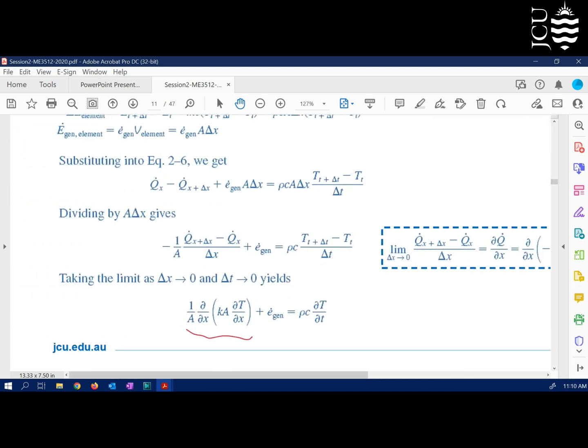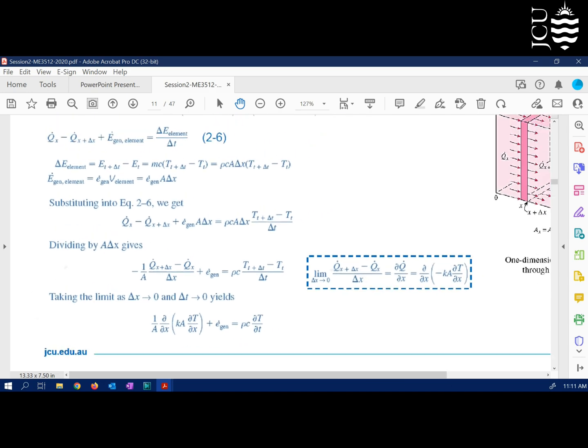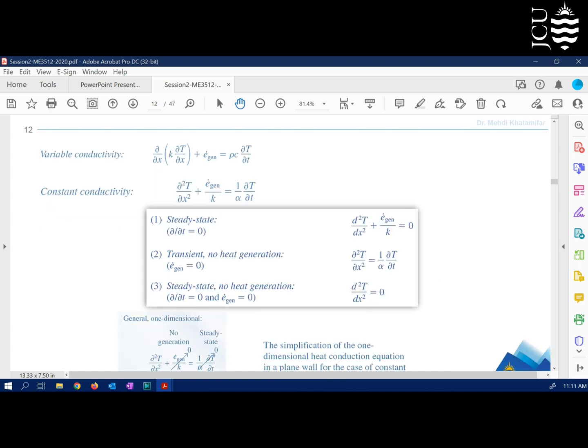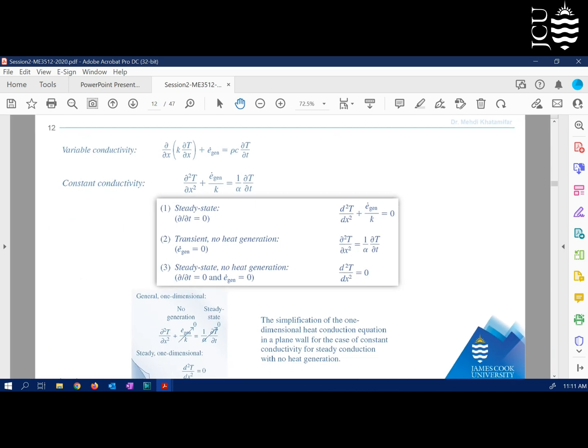in which the first term we call the diffusion term, then the heat generation term, and the transient term. And if we had any problem without heat generation, we can get rid of it. If it's steady state, we can get rid of the transient term. And we talked about how, if k, which is thermal conductivity, is a constant number, we can take k out of the differentiation, or if it's variable, we need to keep it inside. So you can see steady state with heat generation equation, transient with no heat generation, and steady state with no heat generation. So there are different variations of the diffusion equation we extracted.